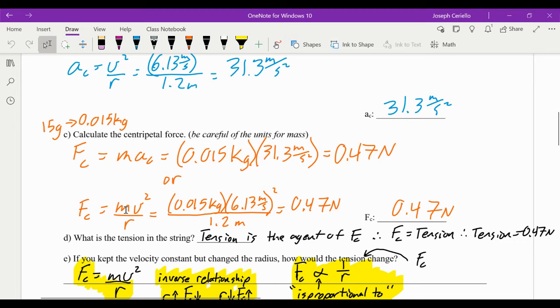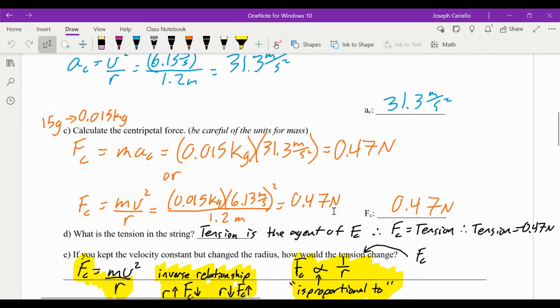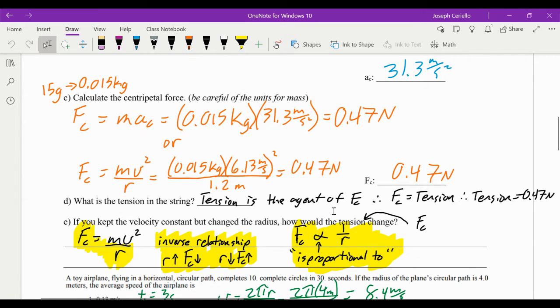Or if you want to start from scratch, m is 0.015 kilograms times v squared divided by r. You still get 0.47 newtons. So the centripetal force here is equal to 0.47 newtons. But remember, the centripetal force always has an agent. Like what causes that 0.47 newtons? In this case, it's the tension in the string. So the tension in the string is the agent of the centripetal force. Therefore, the centripetal force is equal to the tension in the string. Therefore, the tension is equal to 0.47 newtons.